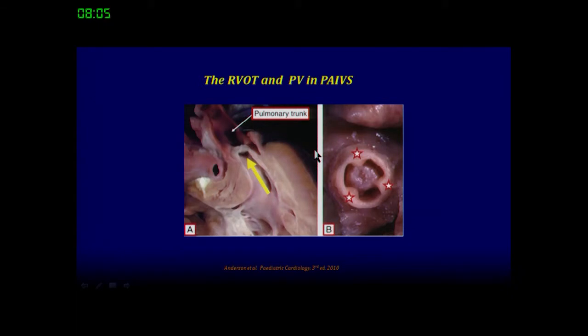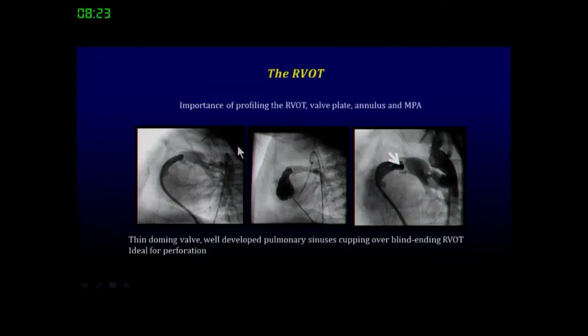And moving on to the RVOT, as I showed earlier, what we like to see is an RVOT with a very nice wide open infundibulum, a membranous valve which domes, as well as nice cupping of the pulmonary sinuses over that domed valve so that it is fairly safe to do a perforation. So as shown here, this is what we term a nice infundibulum because of that very thin doming valve and the cupping over the blind ending pulmonary outflow tract by the pulmonary artery sinuses, which makes it safe to do.